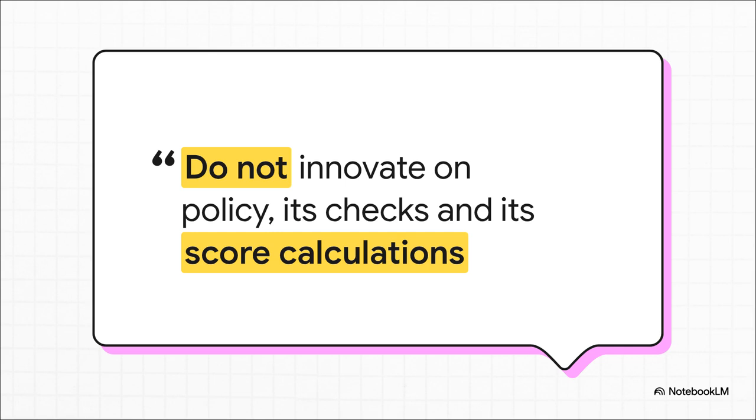Let's just pull this one quote out because it is so, so important. The system is designed to innovate on the content, but it is absolutely forbidden from innovating on the process. The rules are sacred, they're absolute, they can't be changed or improved by the machine itself. This ensures the machine's behavior is always predictable and always consistent.